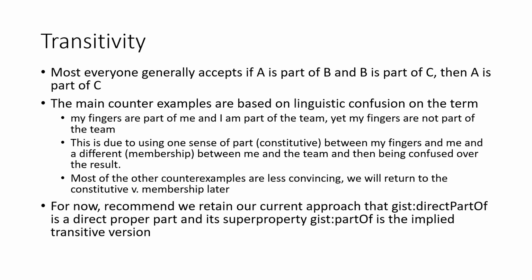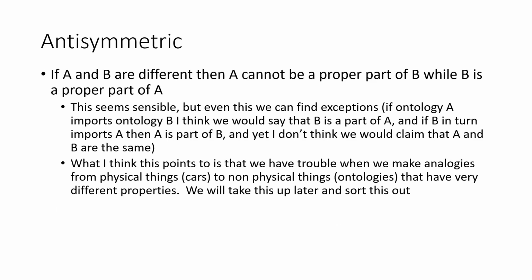So here we go. Right now, relative to transitivity, I think I'm going to recommend, though we're going to get deeper, that direct part of is a direct proper part, which is non-transitive, and its super property, just part of, is the implied transitive. Most of the cases where we use that, the transitivity really does work. But we're going to keep going now.